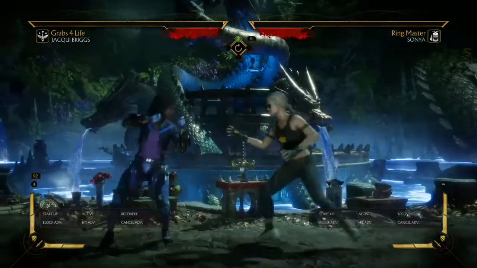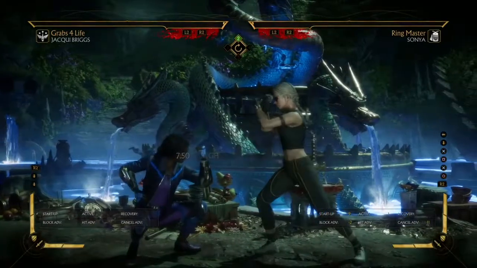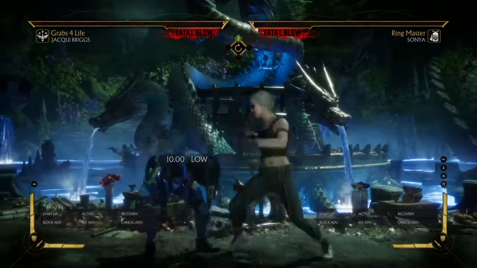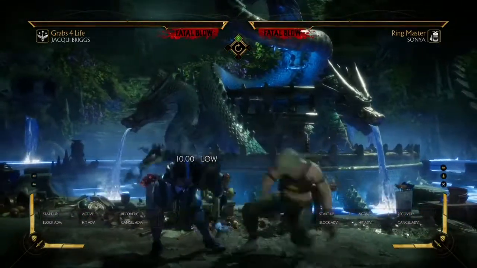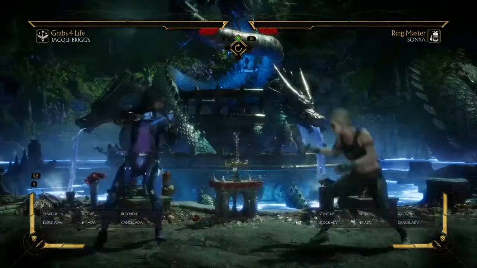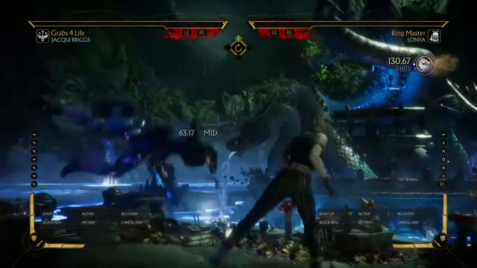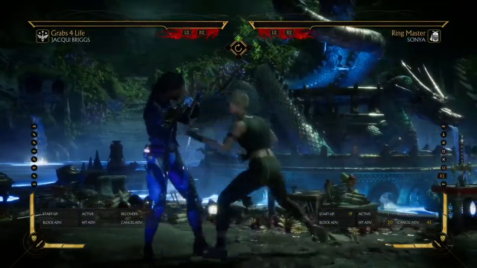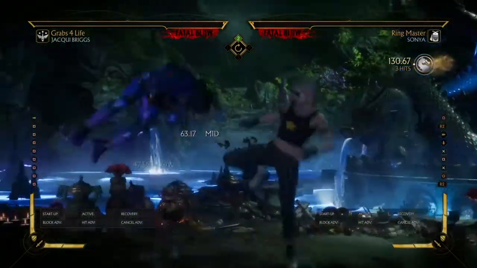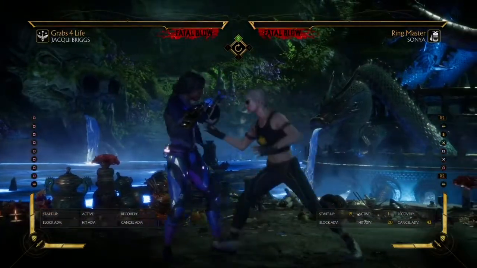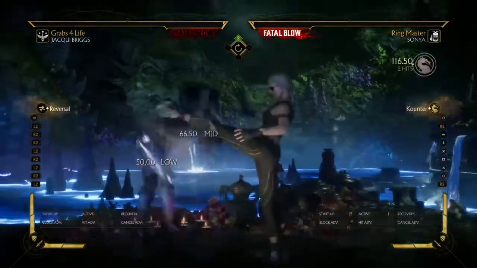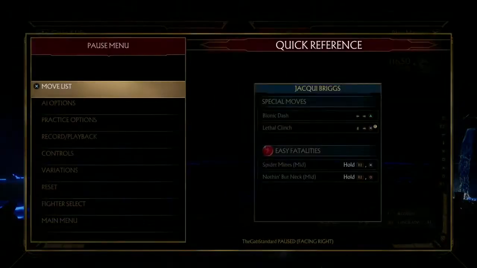So after down 3, I'm going to try backdashing. No, it doesn't work. If I try jumping out, doesn't work. If I try pressing the button, doesn't work. If I try fatal blow, can't get it out. So that's an example of what jailing is. Opponent cannot do anything except block.